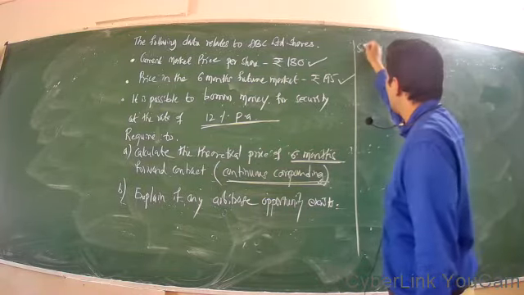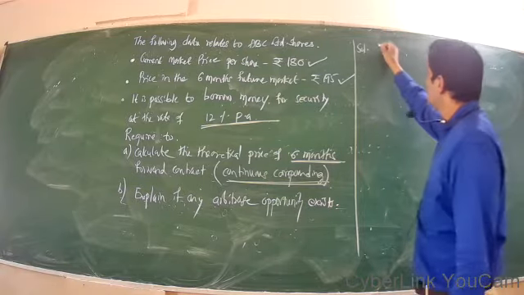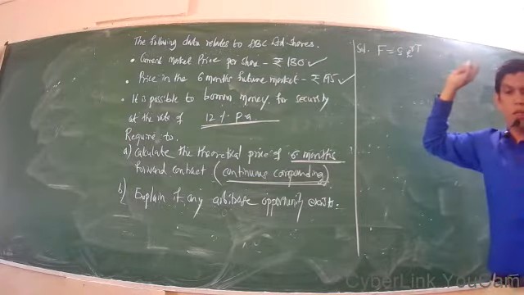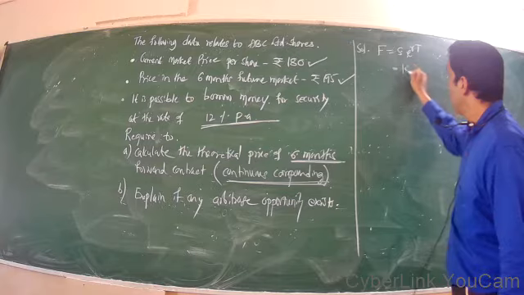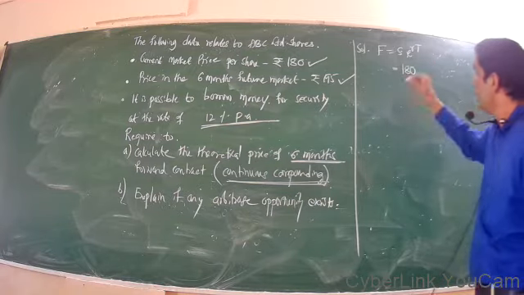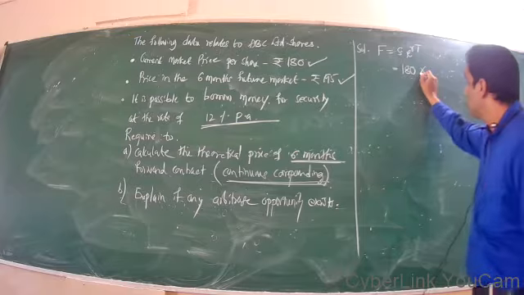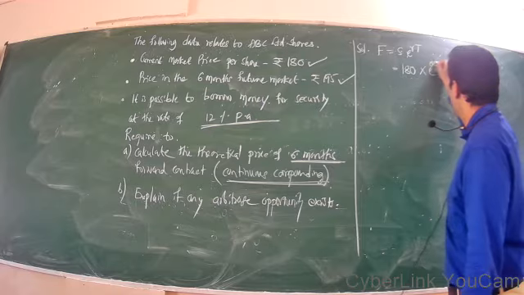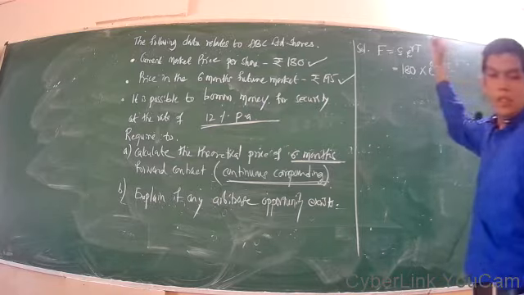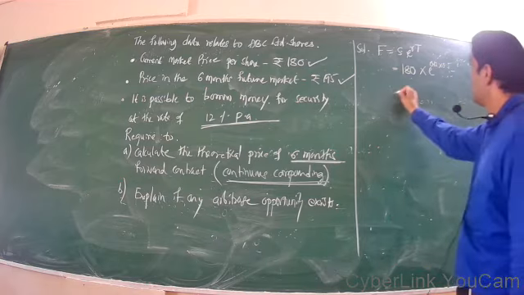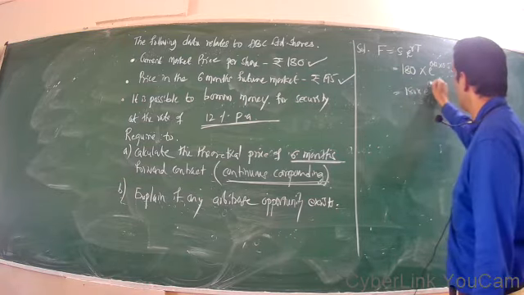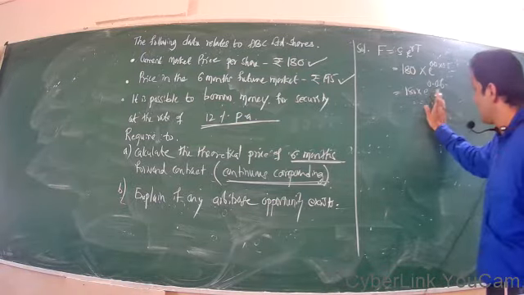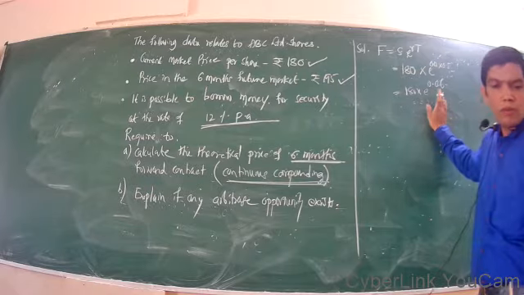So let me do the solution. F is equal to S into e raised to R. This is the formula. The spot price is 180 into e raised to the R value 0.12 into 6 months, which means 0.5. So that is equal to 180 into e raised to 0.06. You can get it from the scientific calculator or from the table.